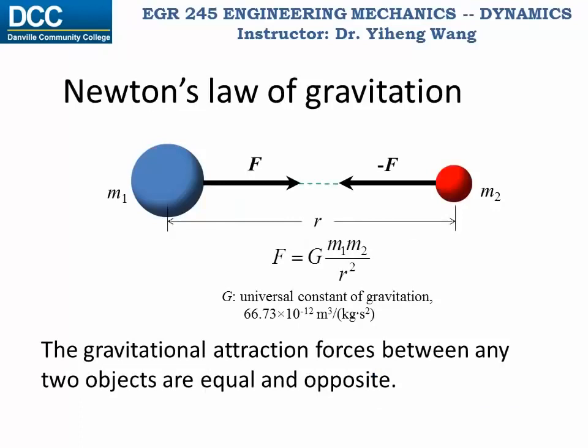Newton's law of gravitation. Gravitational attraction force exists between any two objects with mass, and the magnitude is calculated by this equation: G, the universal constant of gravitation, multiplied by the mass of object 1, the mass of object 2, and then divided by their distance to the second power. And as you can see, the reason why we don't feel this force between any two bodies is because this constant G is very small, on the order of 10 to the negative 12th power.